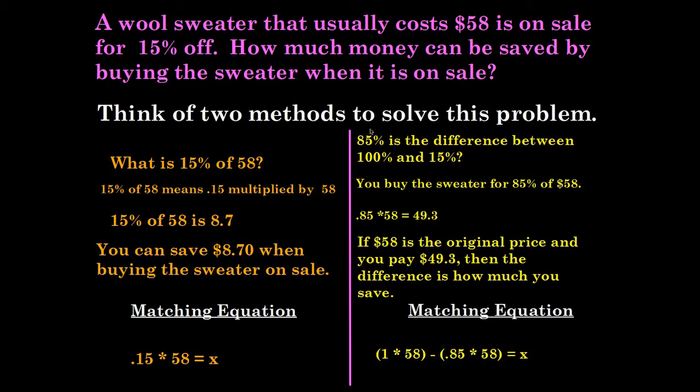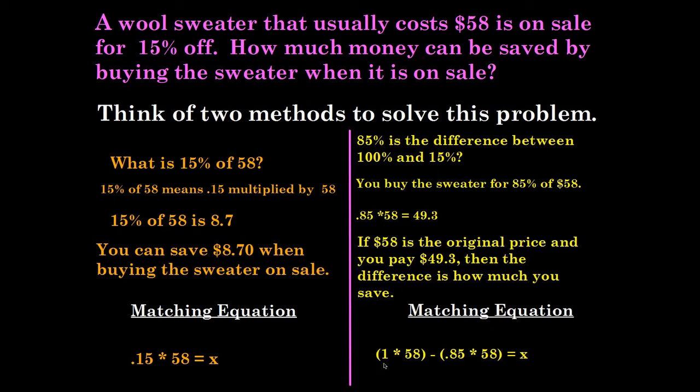So some of you knew that 85% was the difference between 100%, how much the sweater originally cost, and 15%, the amount that you were going to save. And you knew that you would buy the sweater for 85% of 58, and then turning this into a fraction or a decimal, 85 hundredths times 58 equals 49 and 3 tenths. So you knew that if $58 was the original price and you were going to pay $49.30, then the difference is how much you save. So you would have subtracted this 49 and 3 tenths from $58 to get $8.70.